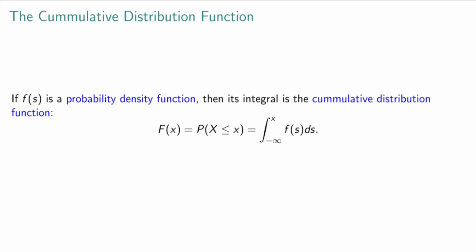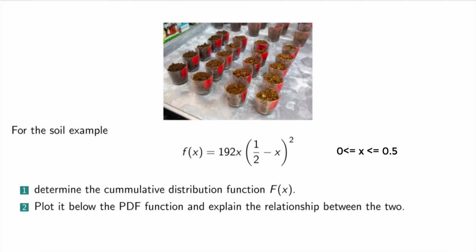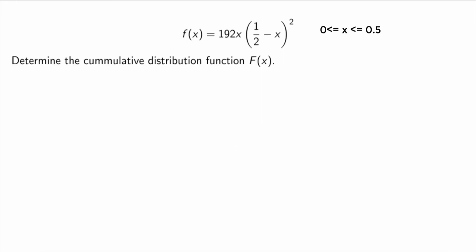Let's go back to our soil example from the previous video, where we had a probability density function of 192x times a half minus x squared. And this was the probability to find a nitrogen concentration in a certain interval. So the question is now to find the cumulative distribution function in this example, and then plot the two functions. Let's do the first step first and determine the cumulative distribution function F of x.